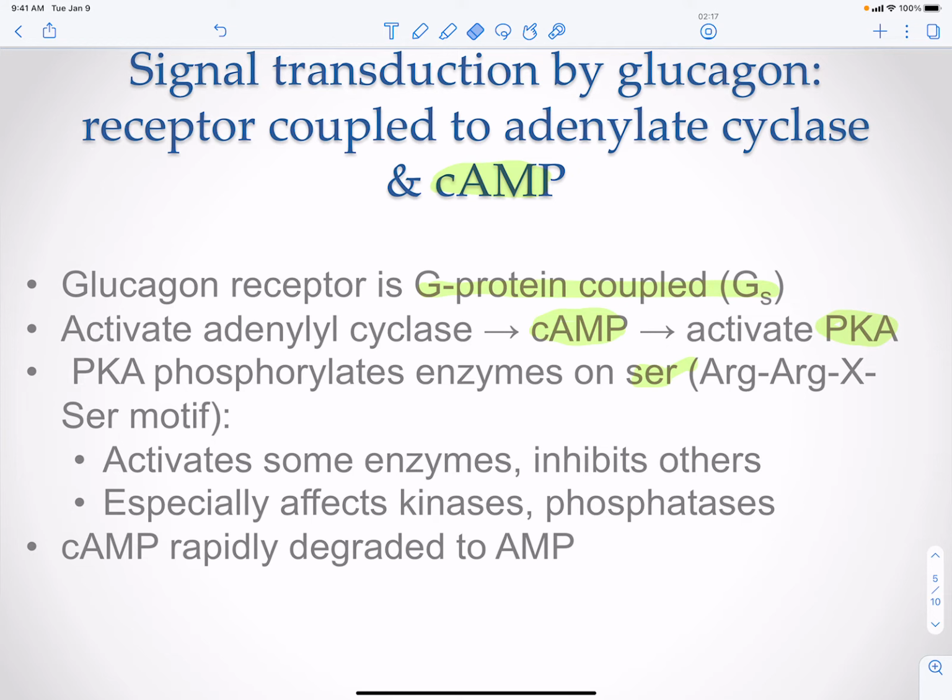So in the case of glucagon, it wants to activate fuel mobilizing enzymes to break down glycogen stores, for example, and it's going to inactivate fuel building enzymes such as those synthesizing glycogen. Cyclic AMP is going to be degraded, so in order for the signaling to continue, you have to have constant glucagon signaling in the cell.